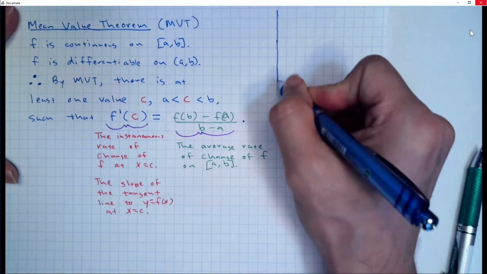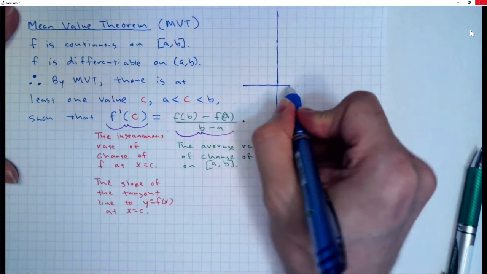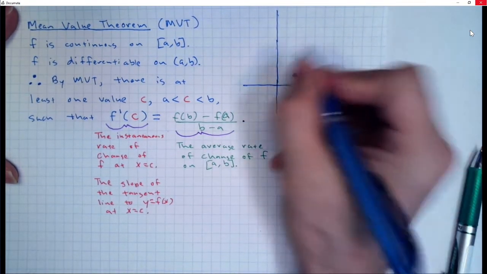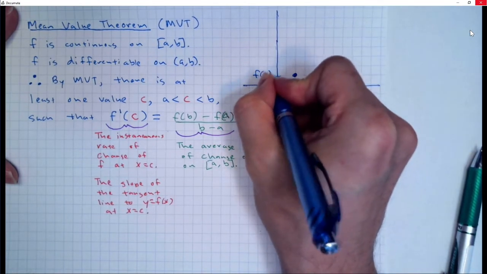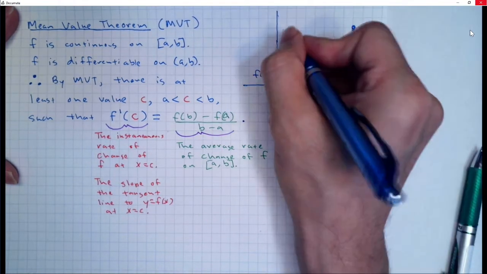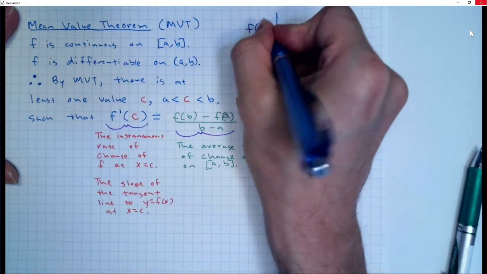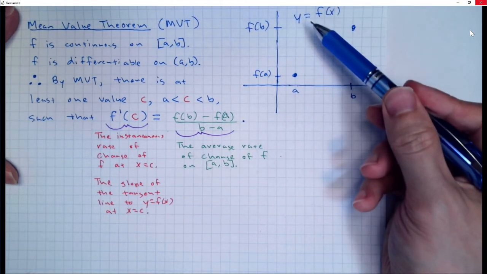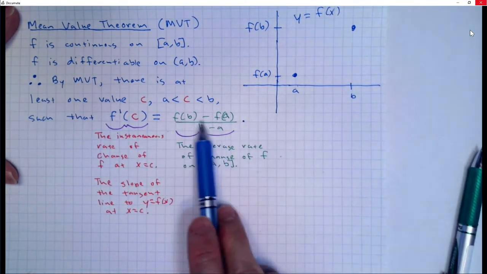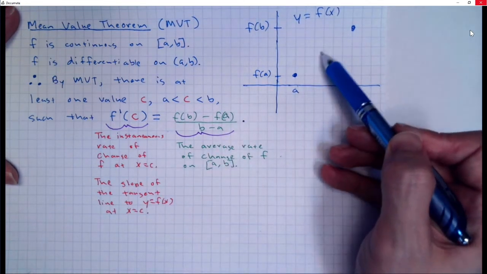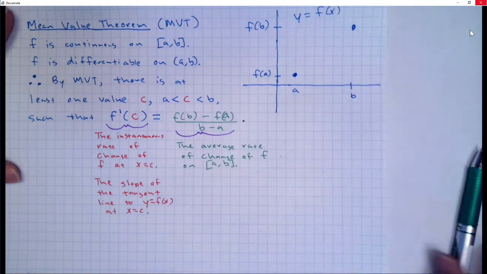Okay, intuition. We're going to go from here, A comma F of A, to here, B F of B. And F of X is going to be blue. F of X is blue. Now, F of B minus F of A over B minus A would be the slope of the secant line connecting these 2 points.